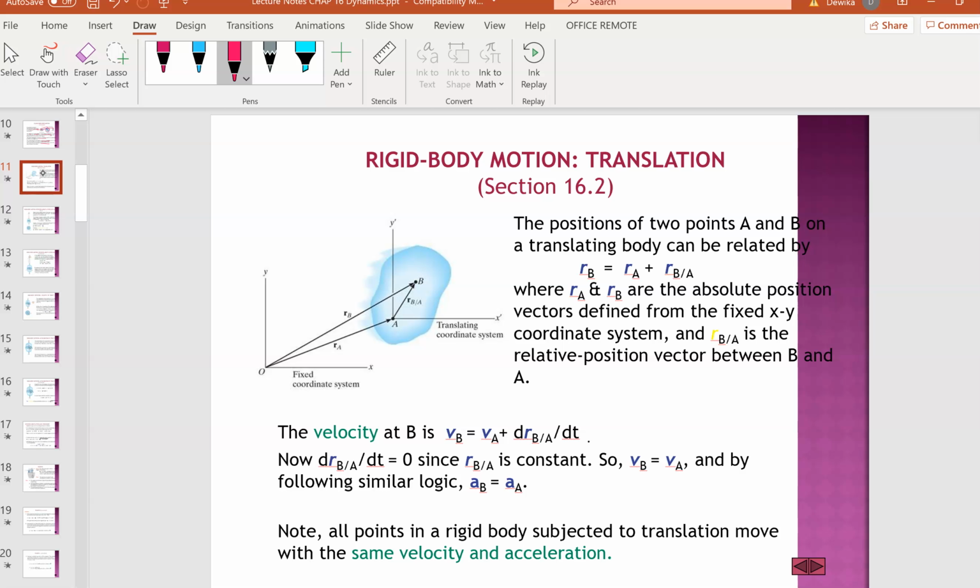Now, if you see here, rB equals rA plus rB/A. So what is this? Okay. You are in the fixed position, like what I've explained earlier. Yeah. We saw this in statics, and also we saw this in the previous chapter. Yeah. So we have A. From your eyes, you're looking at A and you're looking at B, which are in a rigid body. Okay. So you're trying to have a relationship between you to A and you to B. You understand the movement, you know?